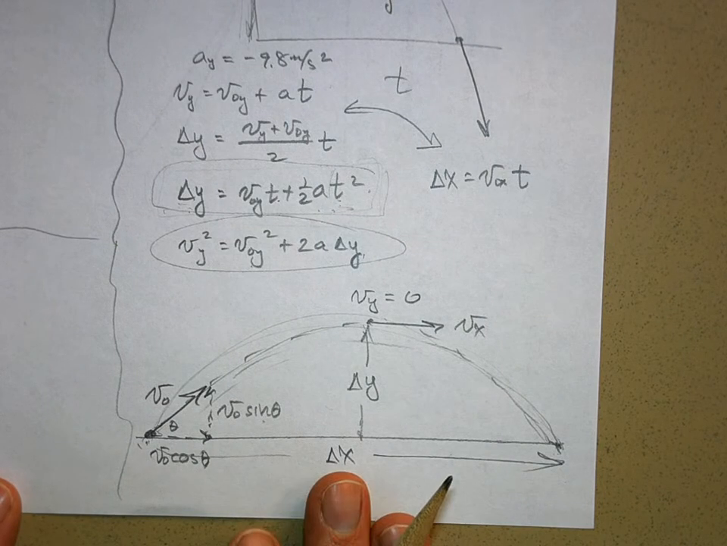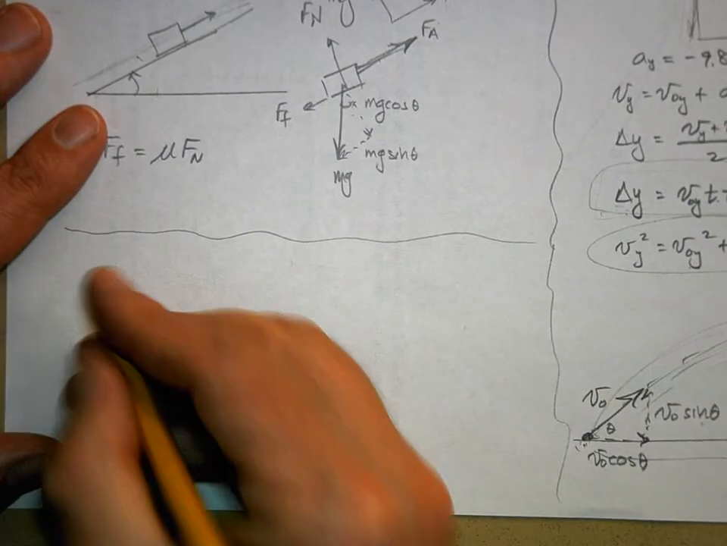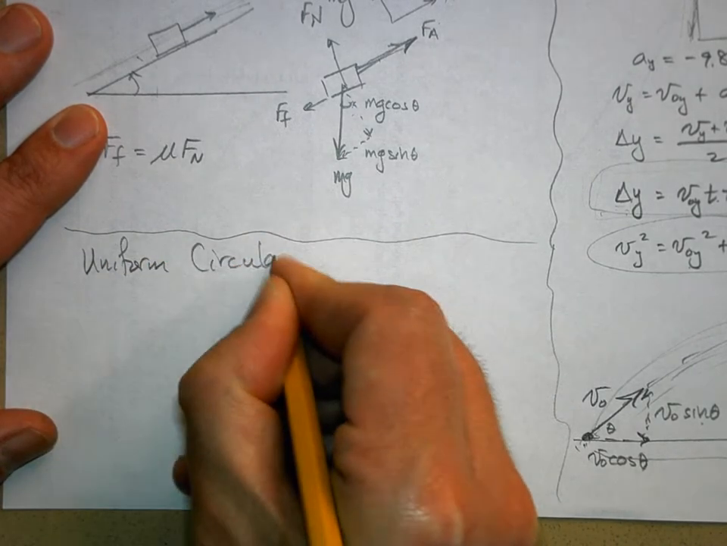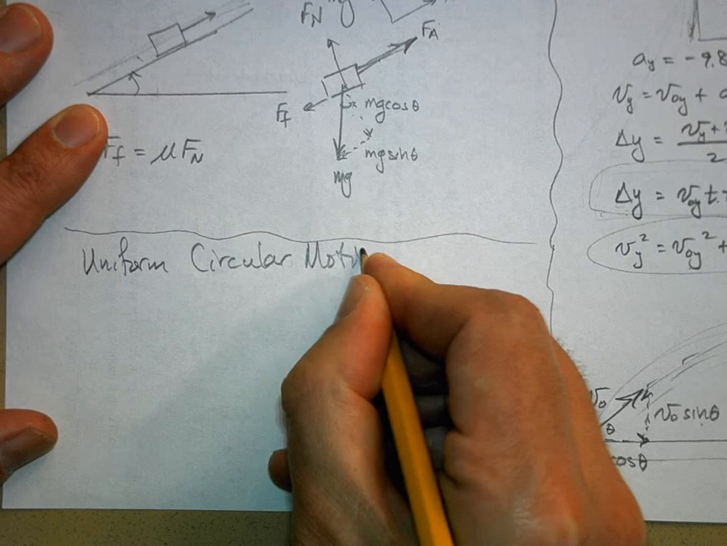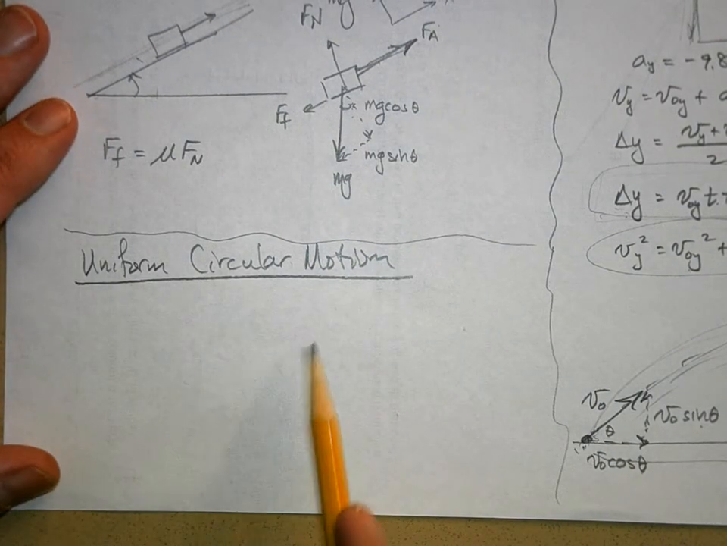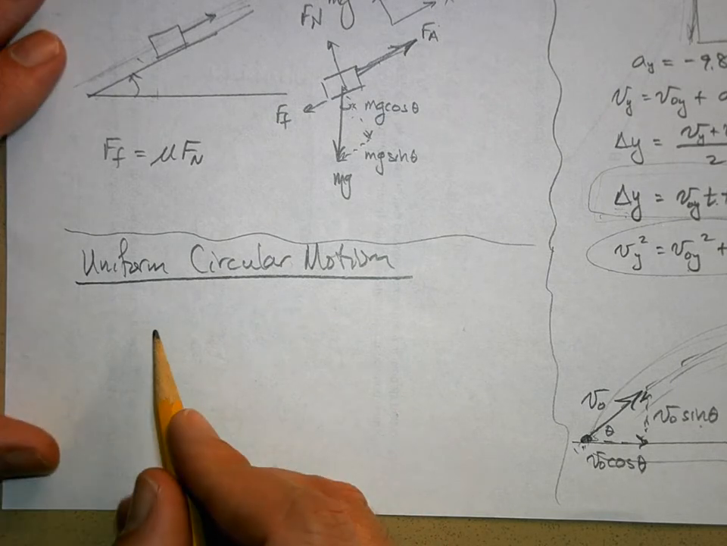And the last thing we covered in section 7.3 was uniform circular motion. Okay, uniform circular motion: an object moving in a circle. Now, I'm going to give you two possible kinds of problems on here. One of them is an object on a string.